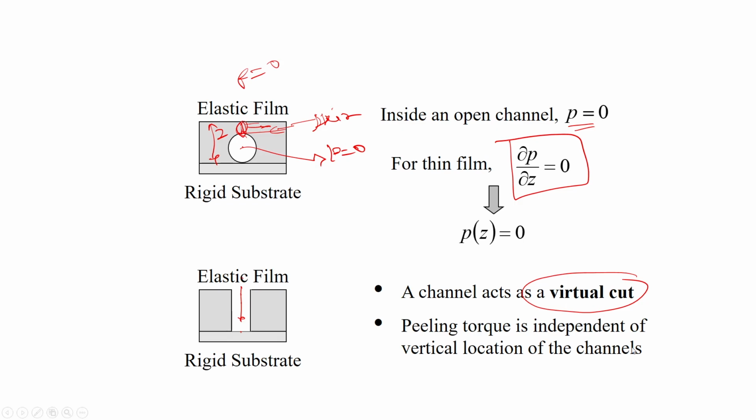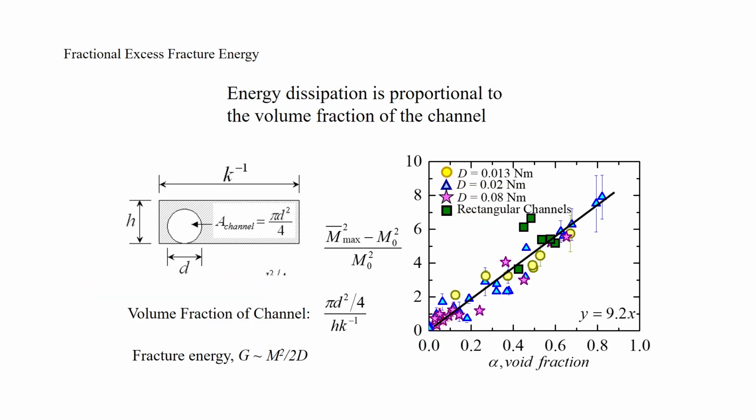We have done experiments in which, in this case, the channel lies on this rigid substrate, but let us say the channel remains somewhere here. Then also the peeling torque does not change, for the same reason that this is a virtual cut over here. We can also estimate the energy dissipation by the area under the curve. So, the force versus displacement, the force goes like this, and then we can calculate the total energy which is spent.